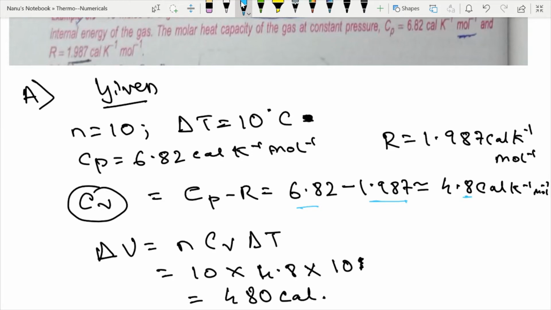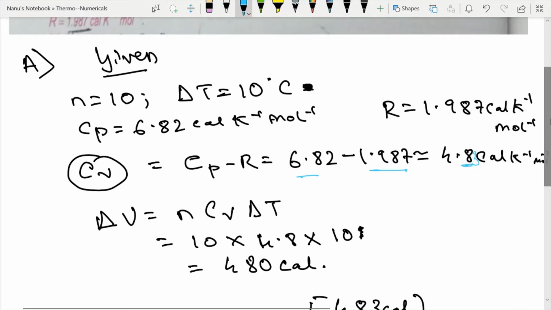And we just write one decimal point, and so this will actually be 4.83 calorie per Kelvin per mole. So it's better to write significant figures, right? It's always better to write 2 or 3 significant figures after the decimal point.